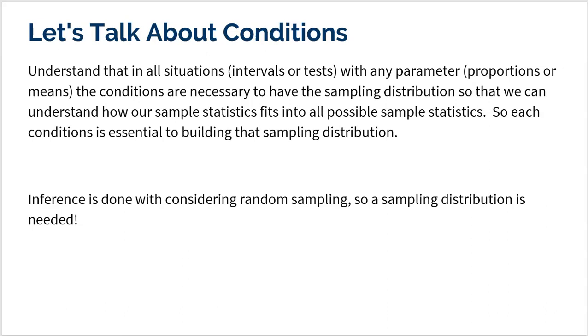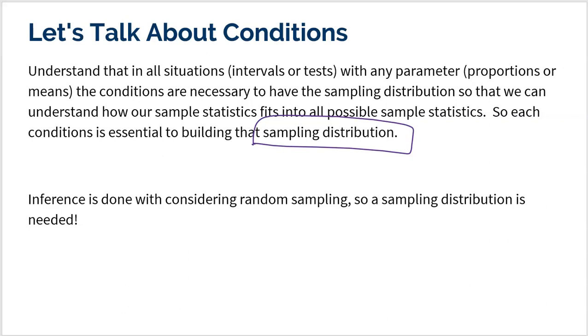So understand that in all situations, intervals or tests, with any parameter, proportions or means, the conditions are necessary to have the sampling distribution so that we could understand how our sample statistic fits into all possible sample statistics. So each condition is essential to building that sampling distribution. So if you're ever asked, why are the conditions so important? It's because of the sampling distribution. You need the conditions. That way you could build the sampling distribution appropriately. That way you could really make that judgment about the population parameter.